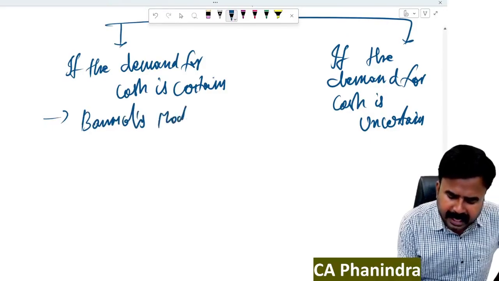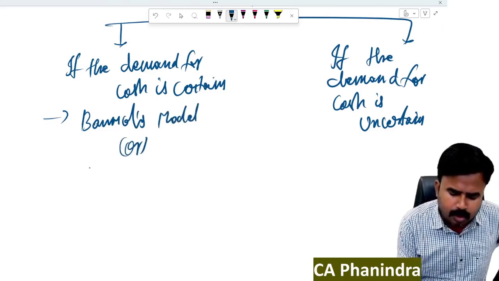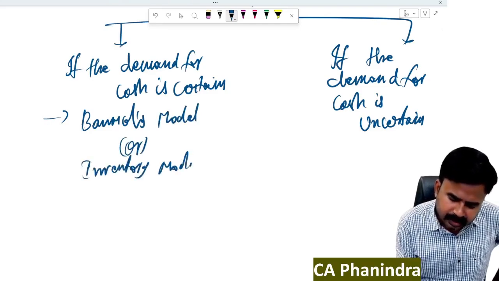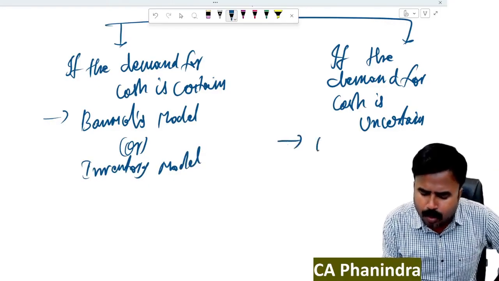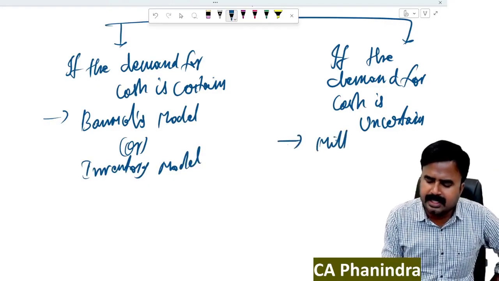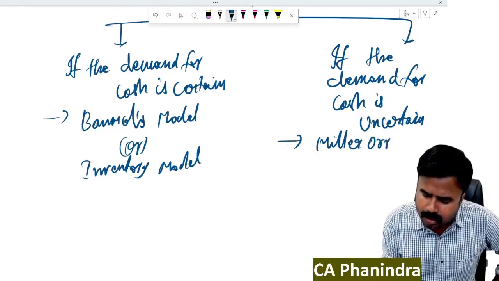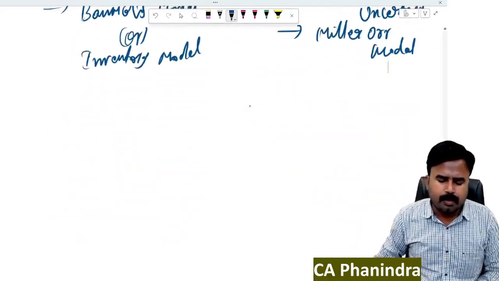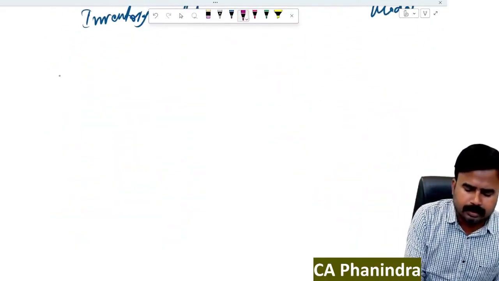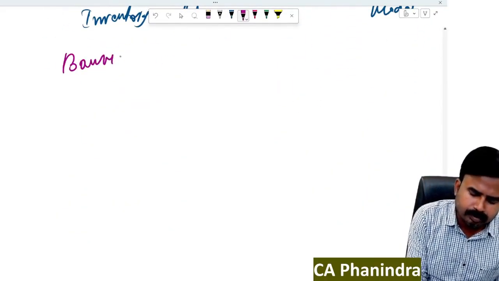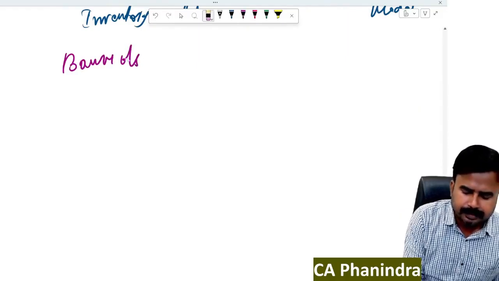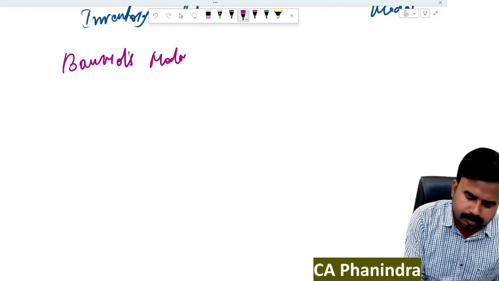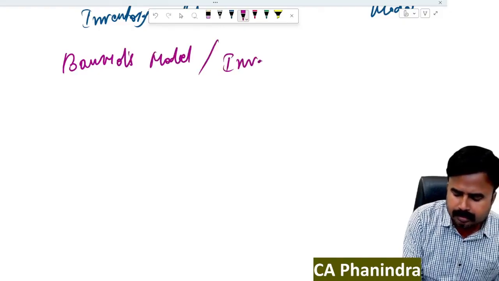Baumol's model of cash balance, also known as the inventory model. The next area is the Miller-Orr model. If the demand for cash is uncertain, then I'm going to use a method called the Miller-Orr model. Now let me talk about Baumol's model, or inventory model.